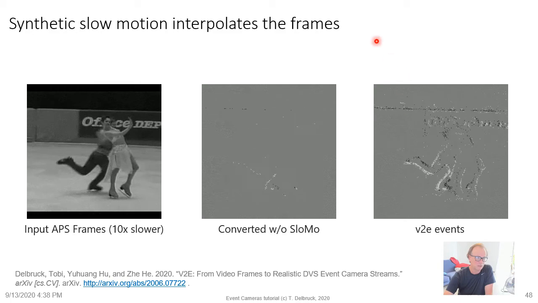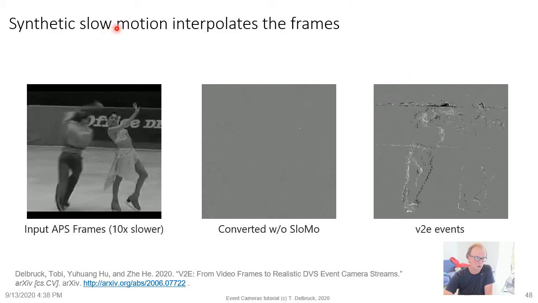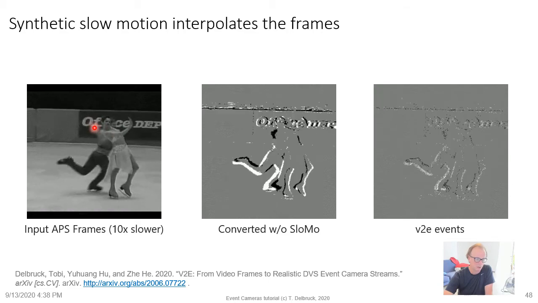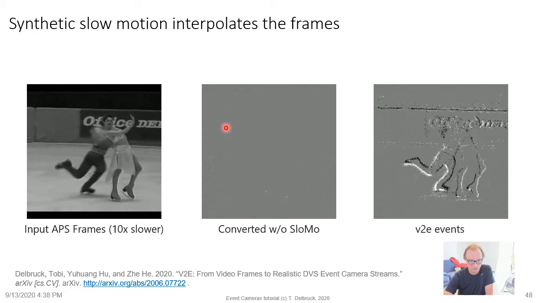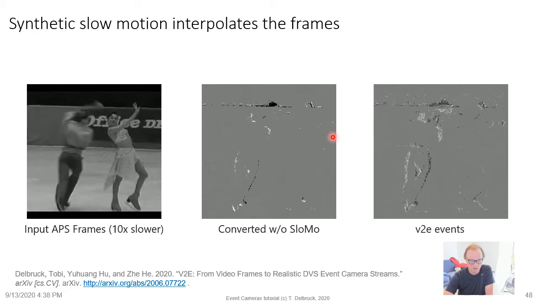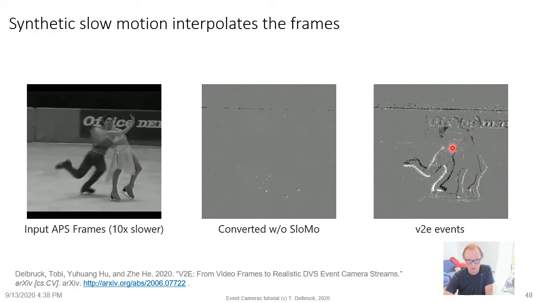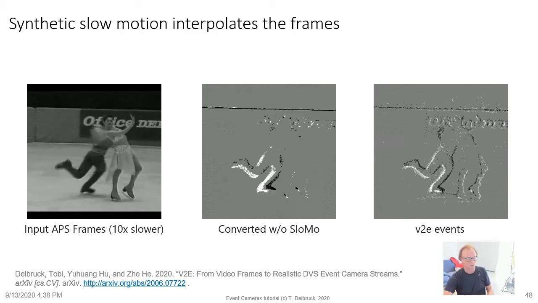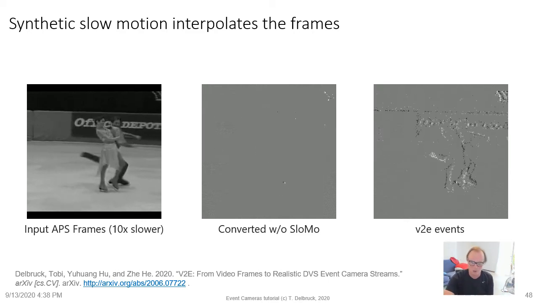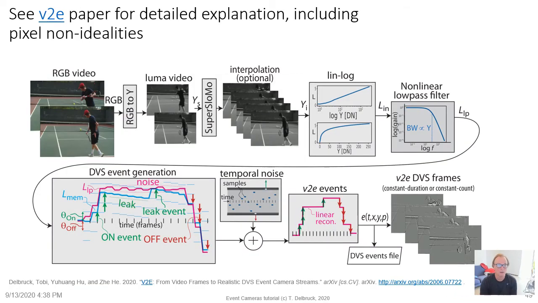In particular, these algorithms exploit the advances in synthetic slow motion to interpolate the frames. So here you have an ice skating video. These are the original source frames. If you just generate DVS events from the source frames, you get this flashing video. But by using this super slow-mo framework, you can generate smooth DVS video with timing precision down to sub-millisecond if you are willing to spend the compute power. All right, so see this V2E paper for a detailed explanation, including pixel non-idealities, that explains the entire pipeline and noise model to generate realistic DVS events.